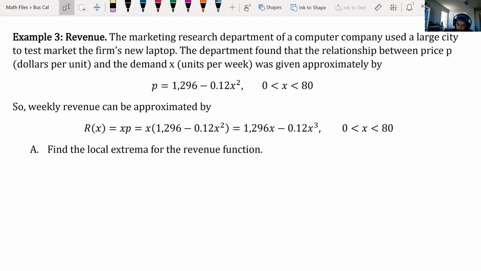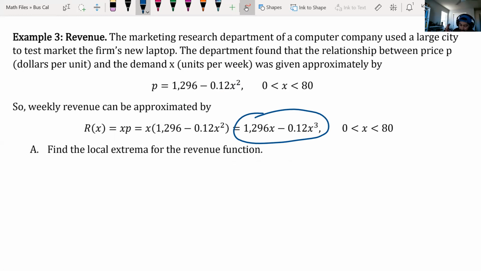Weekly revenue can be approximated. So they're giving us the revenue function. Revenue is always known as x times P. Well, we take this value of P and plug it in here and distribute the x. So our revenue function from the research department is now given as 1296x minus 0.12x cubed.